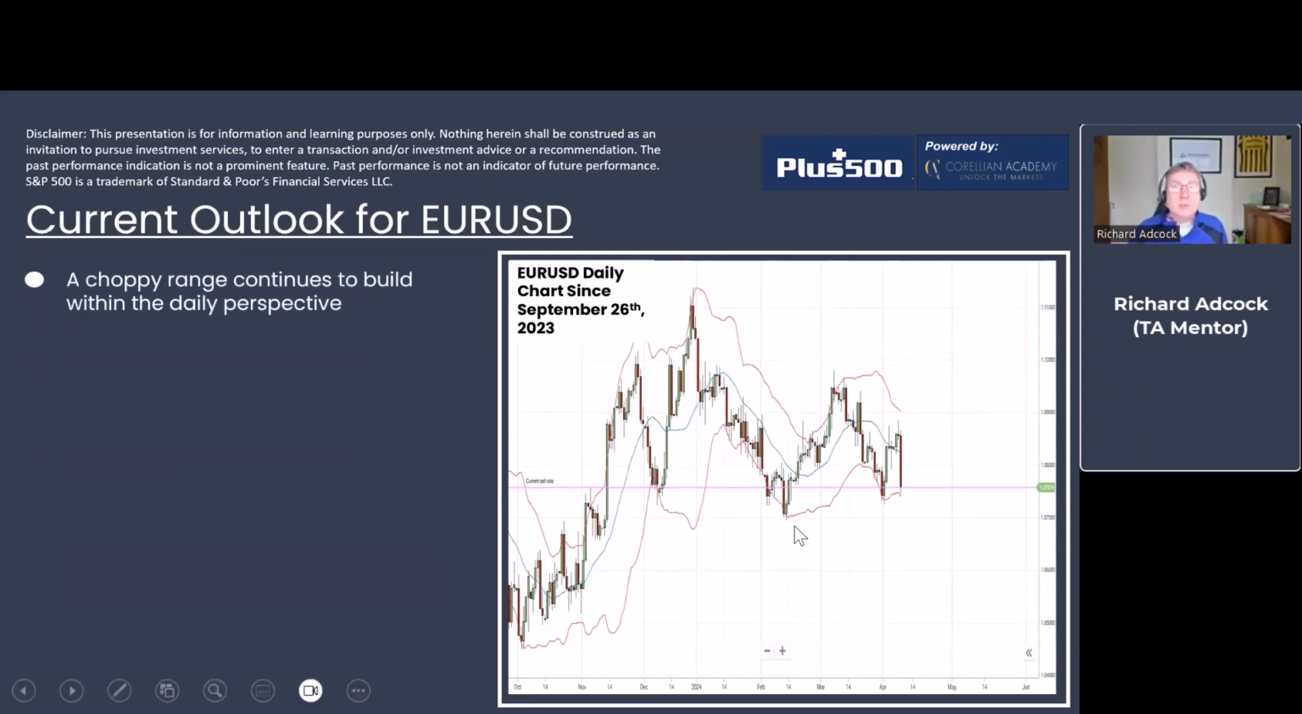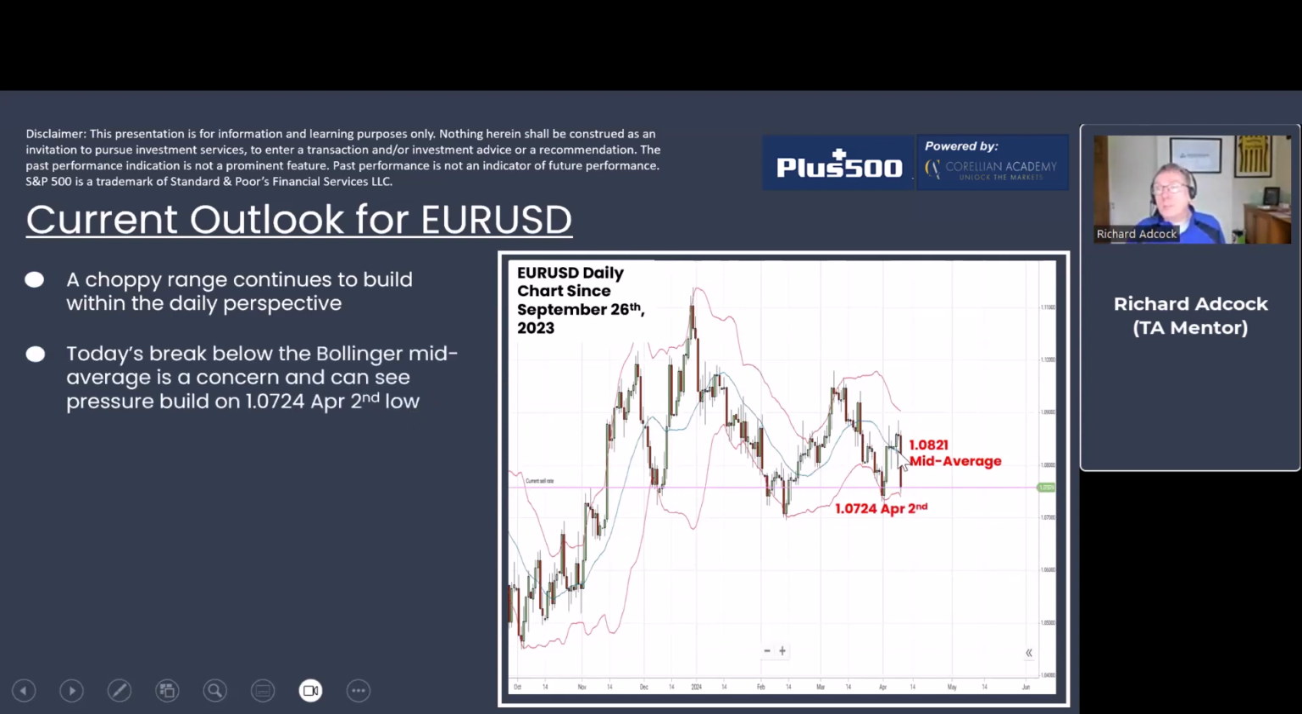Well, you can see that we've seen a very choppy sideways trading activity developing for the daily perspective. And this is obviously the reaction to the CPI data that we've seen earlier on today. But again, we've broken below the declining Bollinger Mid average, which is highlighting deterioration within the overall structure. And we're heading back towards the April 2nd low of 107.24. So again, that low, especially linked with that uptrend that we were seeing within the weekly perspective, highlights an important support level.